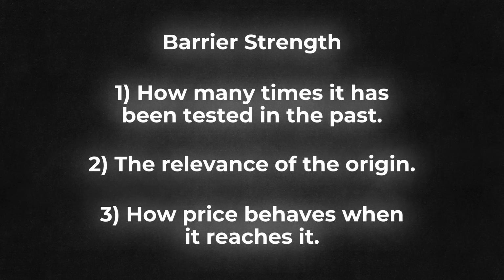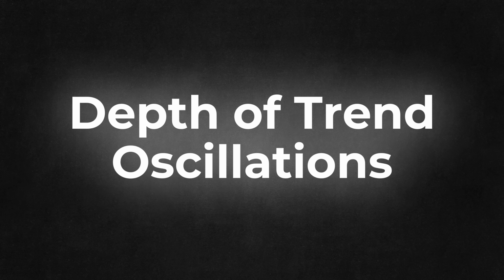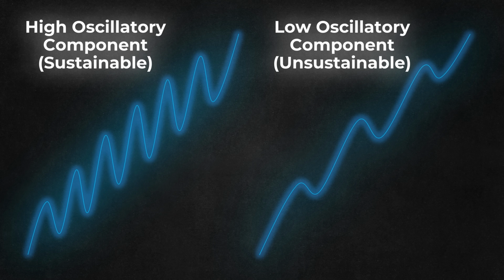Price can travel the same distance in different ways. This relates to the depth of trend oscillations, with a high oscillatory component or with a low oscillatory component along the way. When there is a high oscillatory component in a trend, it tends to be more reliable because there is profit taking in the retracements and price has time to breathe, so to speak.